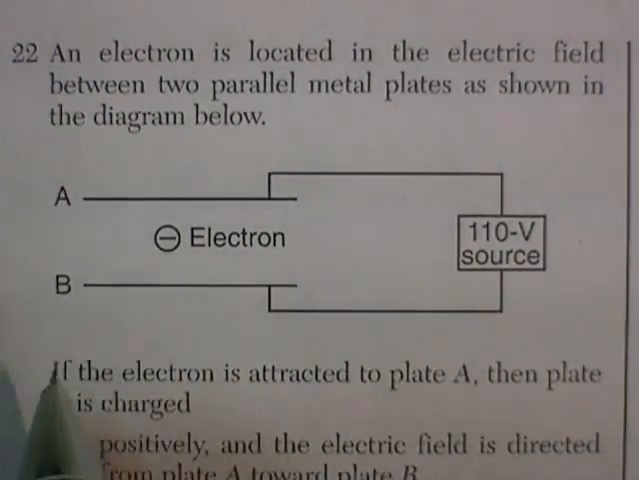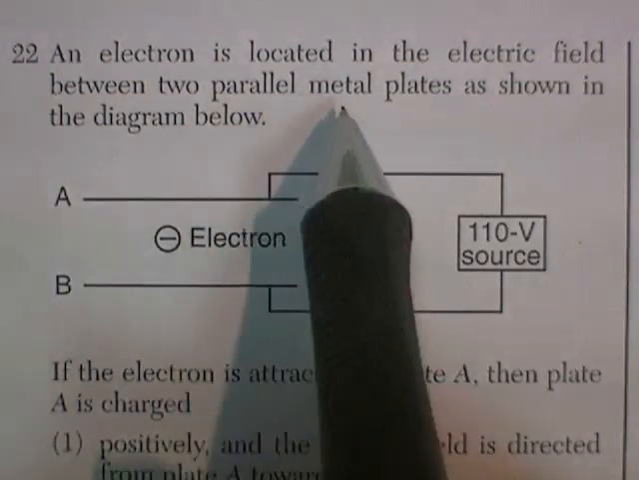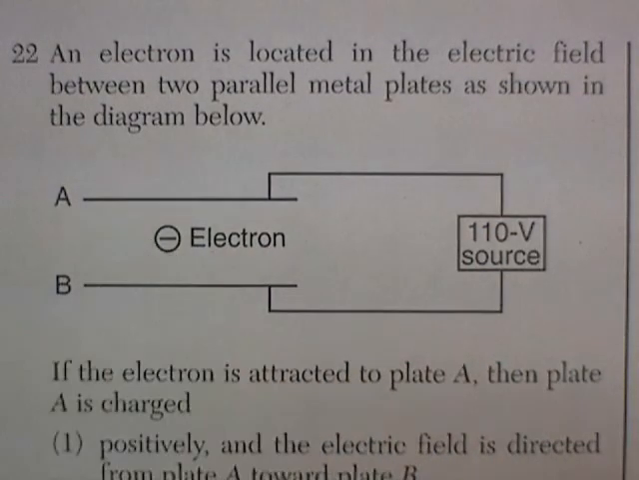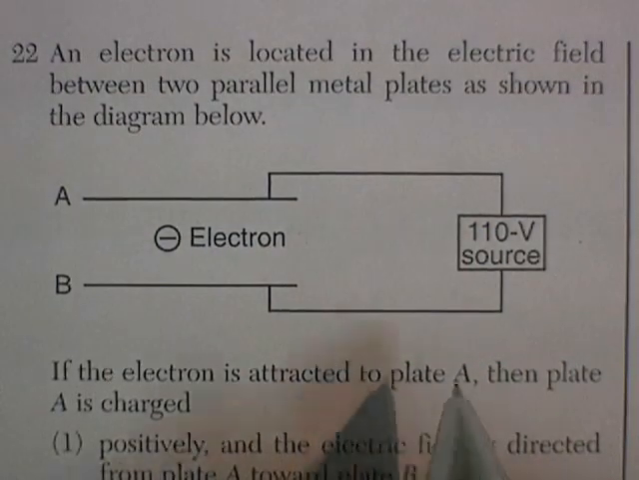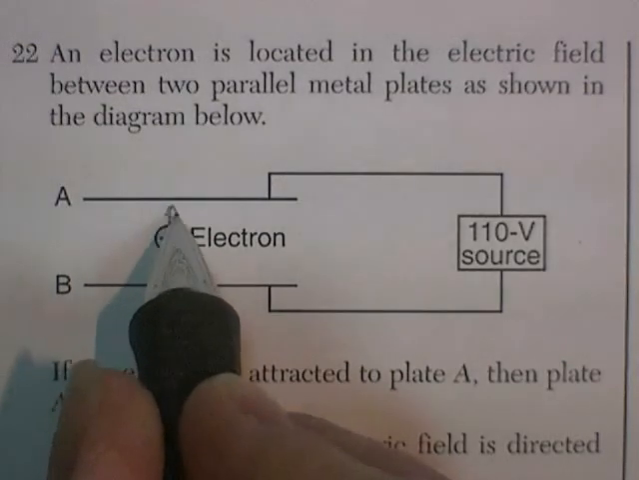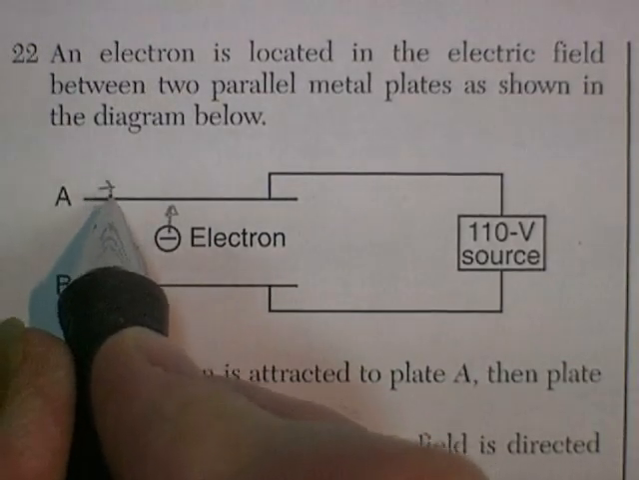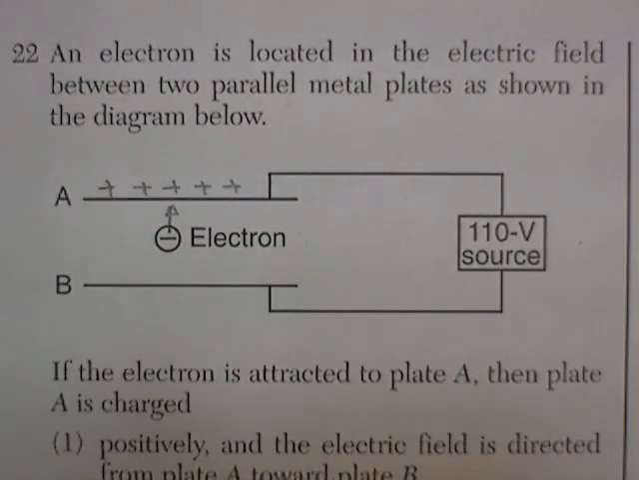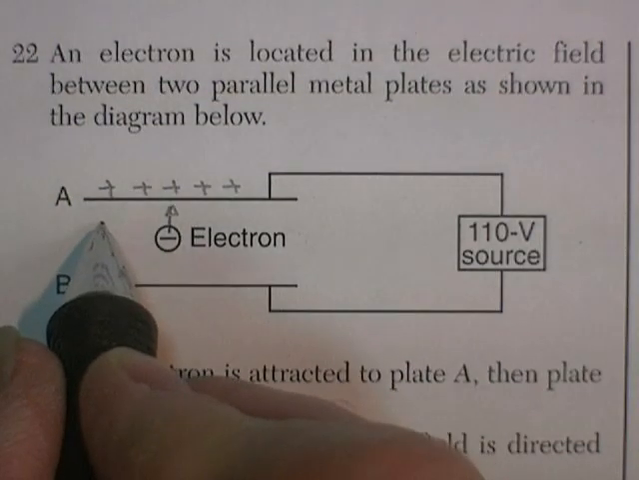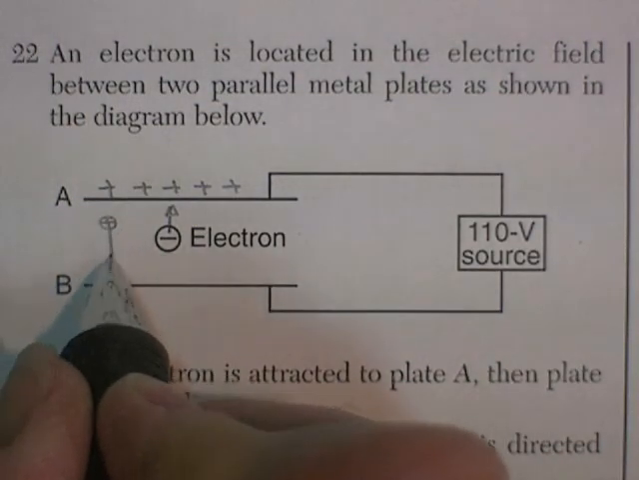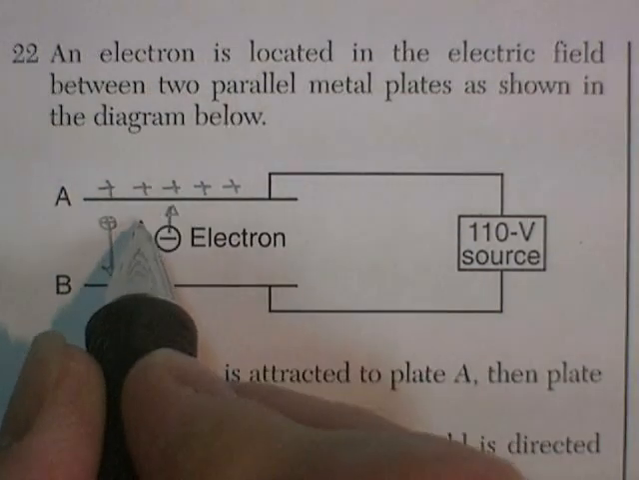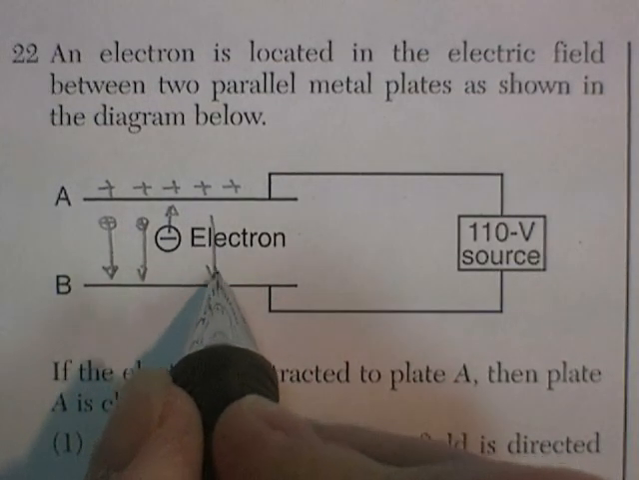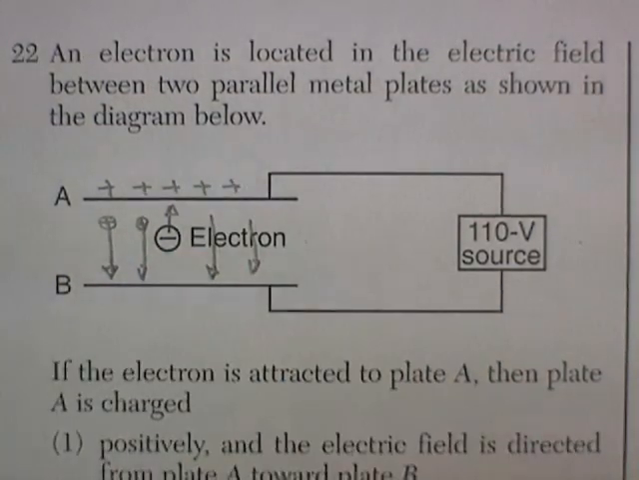An electron is located in the electric field between two parallel metal plates as shown in the diagram. Okay, there's an electron, which is negatively charged. The electron is attracted to plate A. Electrons moving towards plate A, making this positive. Now, electric fields are plotted as though you put a positive test charge in the field. If it was a magnetic field, you'd use a north monopole. So here we go. So the electron is moving towards the positive.